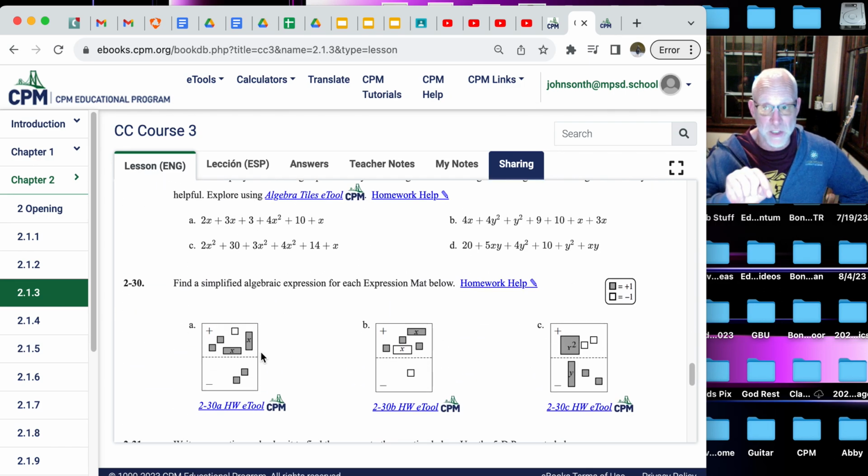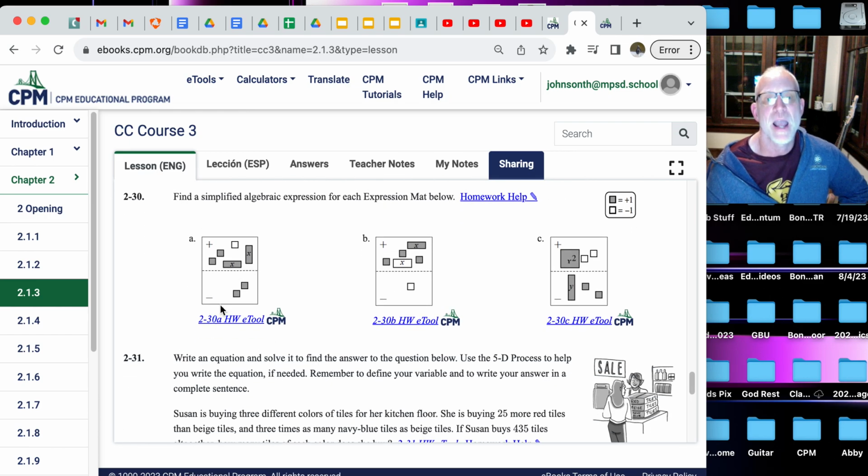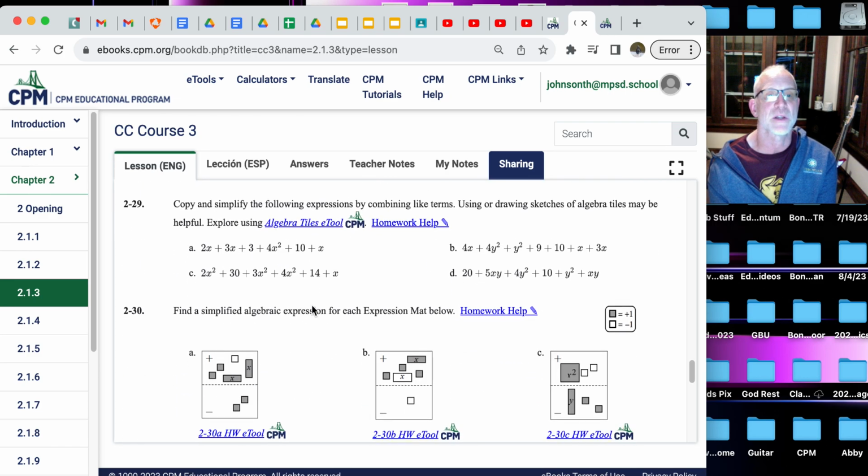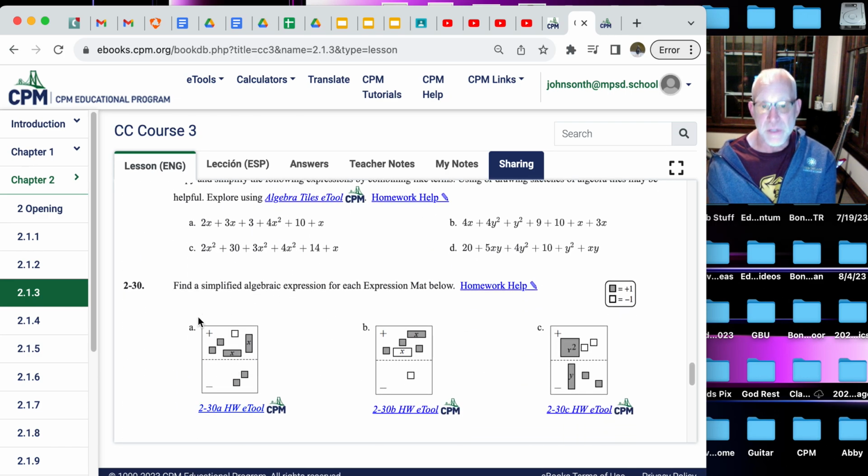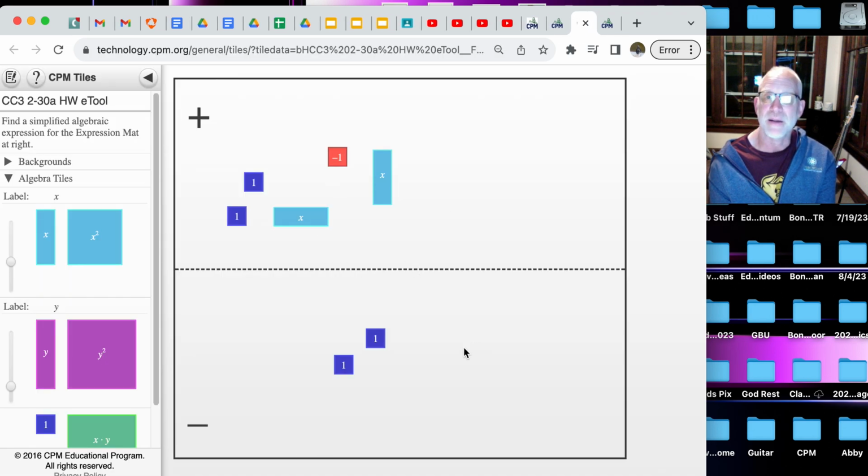Do you have to start at 2.1.3? No. I would probably start anywhere that's 2.1.1, 2.1.2, or 2.1.3. These are fun though. And then use your tools. Again, I encourage you to use your tools because if you get to question 30 and you see this problem right here, you can go ahead and click here and they already have the problem set up for you. So that's pretty cool.